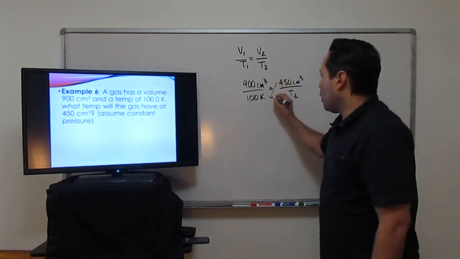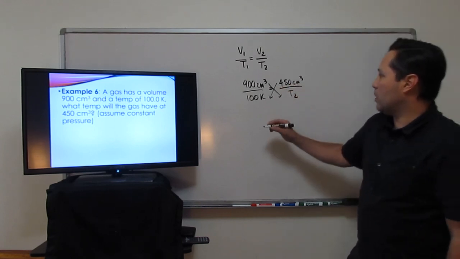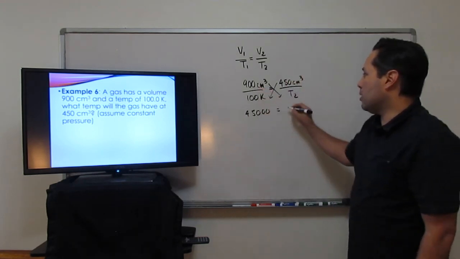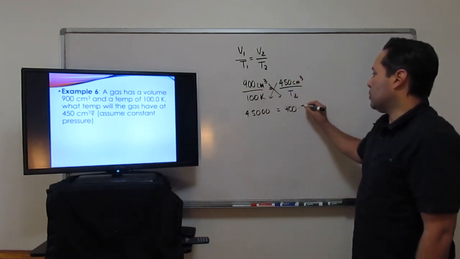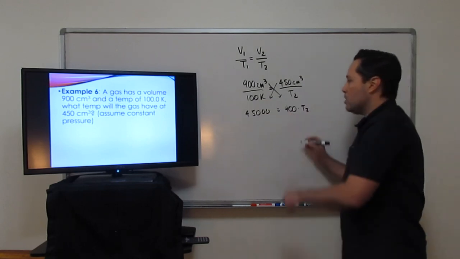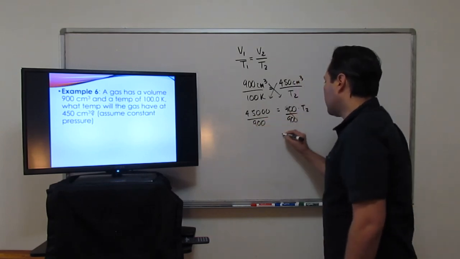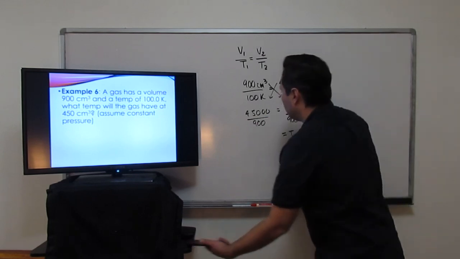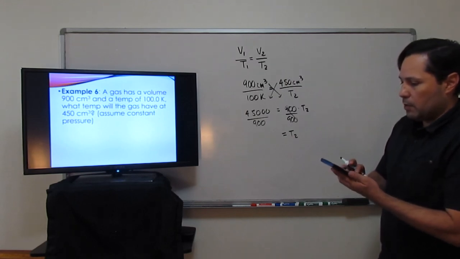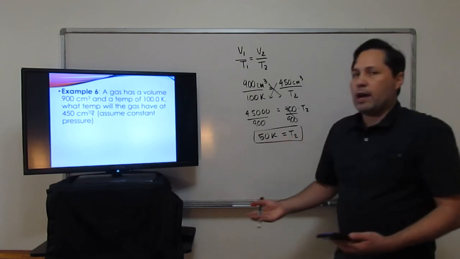We're going to go ahead and cross multiply and solve this problem. So it's going to be 450 times 100. That'll give us 45,000. And 900 times T2 is just 900 T2. Next, I want to isolate the T2, so I want to get rid of the 900. So I'm going to divide by 900 on both sides. And that's going to go ahead and give me my answer. So 45,000 divided by 900 gives us an answer of 50 Kelvin. So that will be the answer.